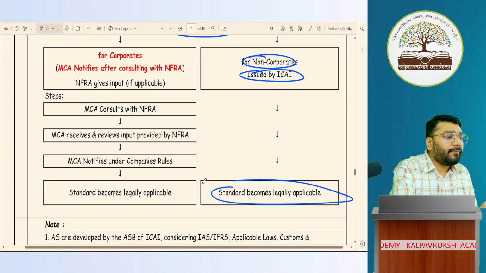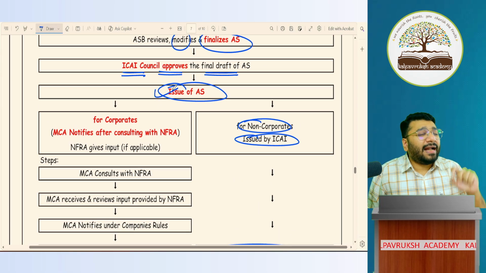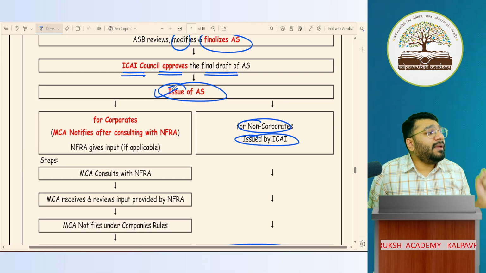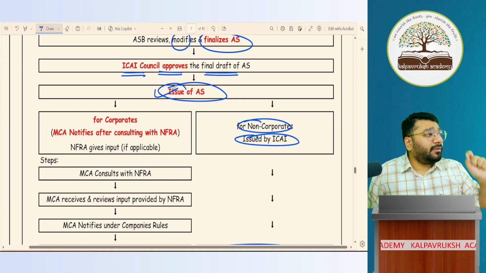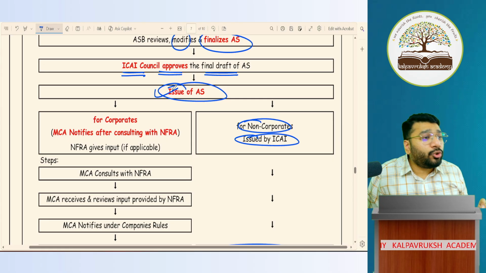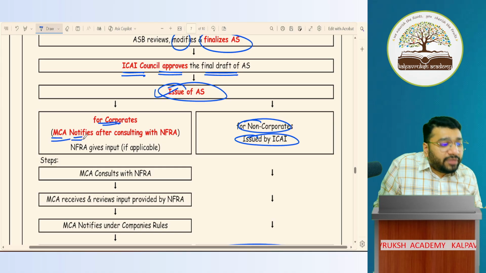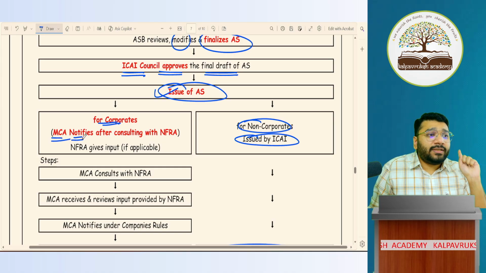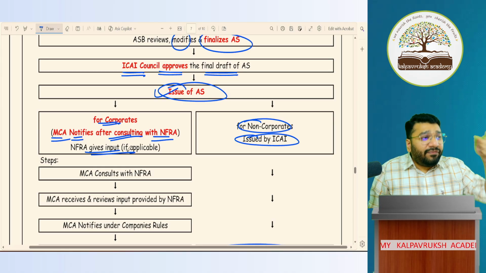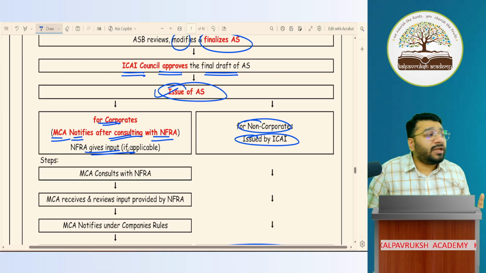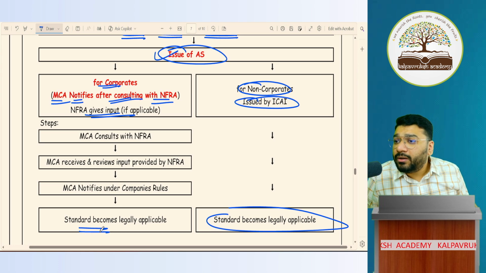But if you're a corporate, the standard that is issued by ICAI cannot be mandated upon the companies. If you're a corporate, you cannot mandate them to follow it just because ICAI has issued it. Here, one more additional step will come. For corporates, MCA needs to notify it. So MCA will not notify just like that. They will take the consultation from NFRA. So NFRA will give the inputs. If everything is okay, then MCA will give the notification. Once MCA gives the notification, then the standard becomes legally applicable on all the corporates.